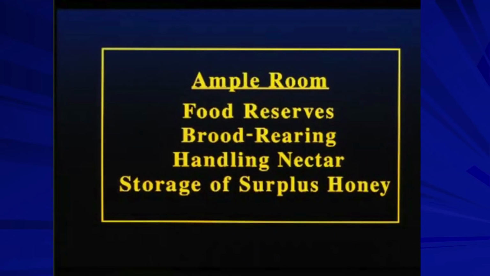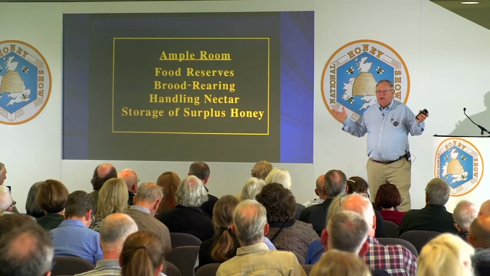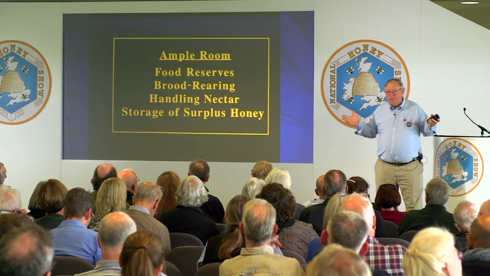All right, so from a management standpoint now, if you want to have a colony developing at its maximum rates, first of all, you need to provide ample room, because that's where they store their food reserves. That's where brood rearing occurs. That's where the handling of nectar occurs as it's coming in during a honey flow, and the storage of surplus honey. I think I mentioned yesterday, nectar may be anywhere from 60 to 80% water. Final product, honey, is on the order of somewhere between 16 and 18% water, or ideally 17%.